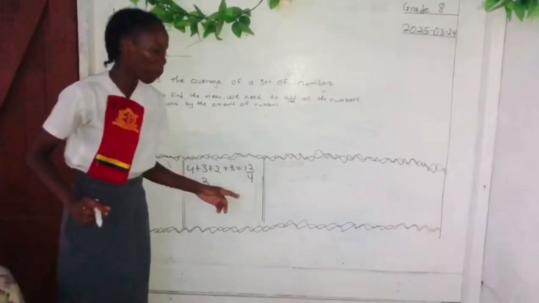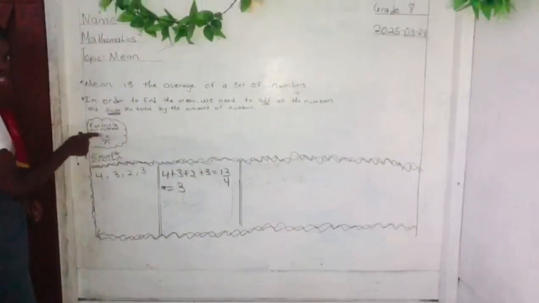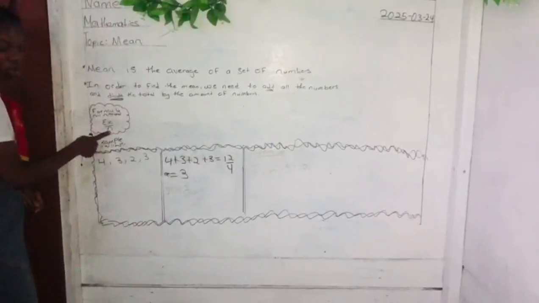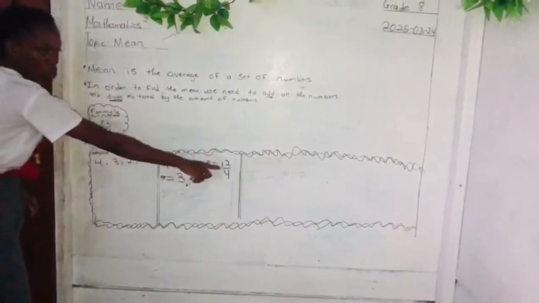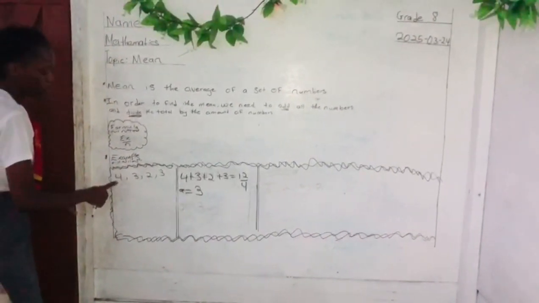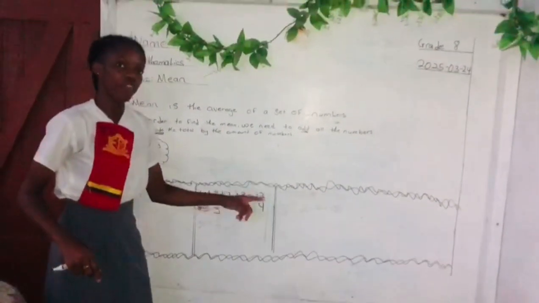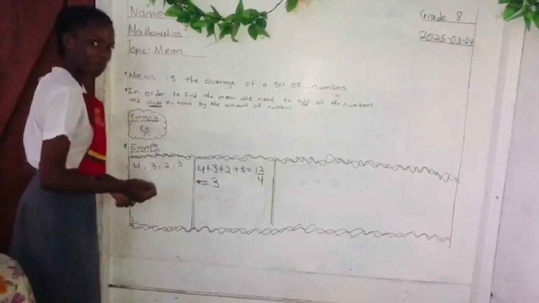How did I get this 4? Because I counted the amount of numbers. Remember the formula says that it's the sum of the numbers over the total amount of numbers. So we found the sum, which is 12, and to find the amount of numbers we have to count the numbers that we have. So we have 1, 2, 3, 4 numbers. That's how I got a 4, and I divided the 12 by 4 to give us a 3.